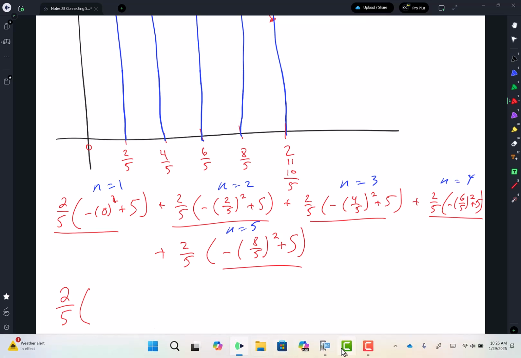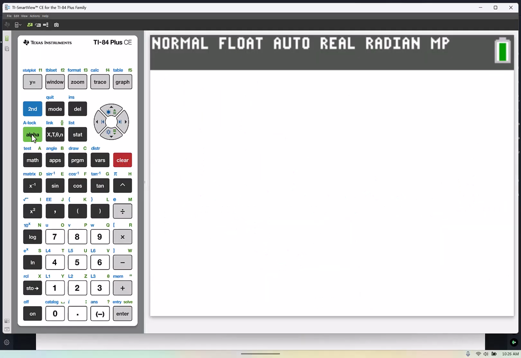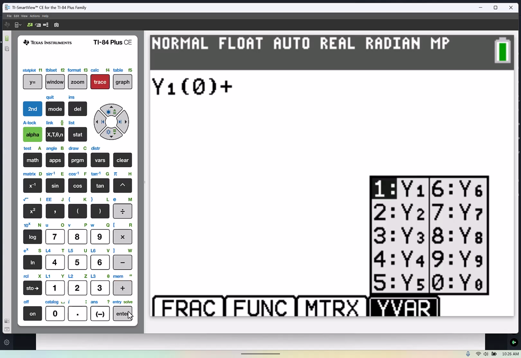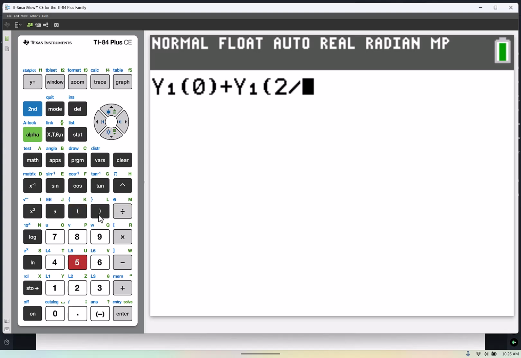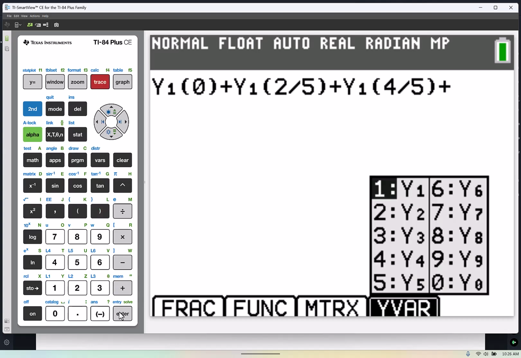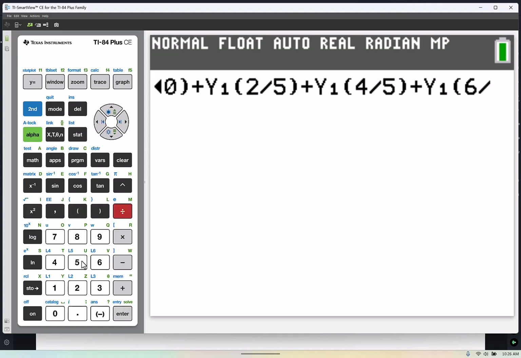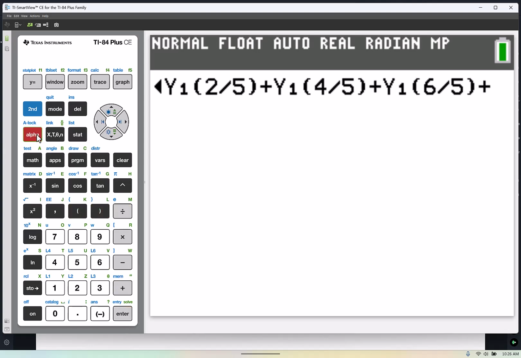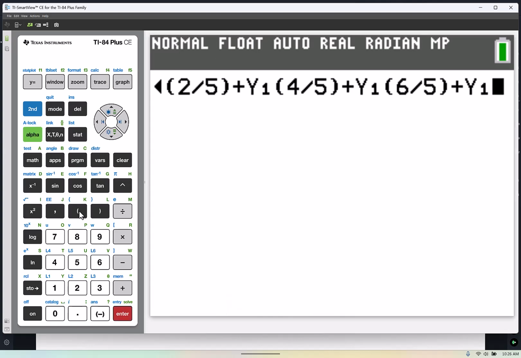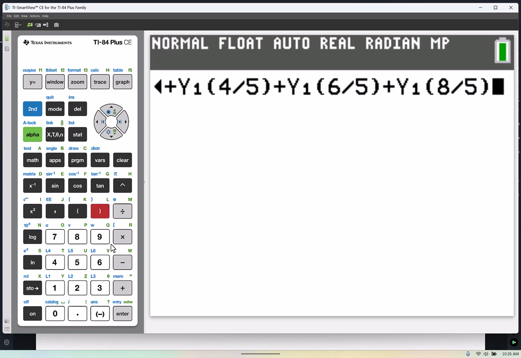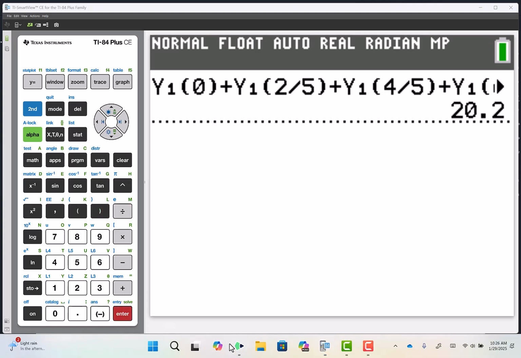I'm going to take my calculator, and I already have it in y1. So I'm going to go alpha trace y1 at 0 plus alpha trace y1 2/5. I'll make sure not to do the 2 there. Plus alpha trace y1 4/5 plus alpha trace y1 6/5 plus alpha trace y1 8/5. There's my last one here. Make sure you practice, guys. If I did everything correctly, I got 20.2.